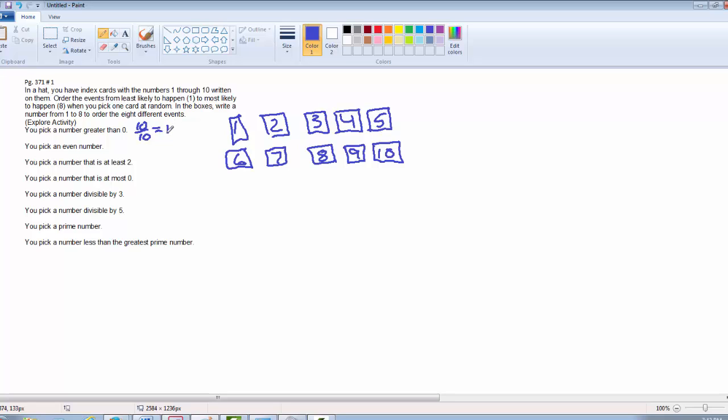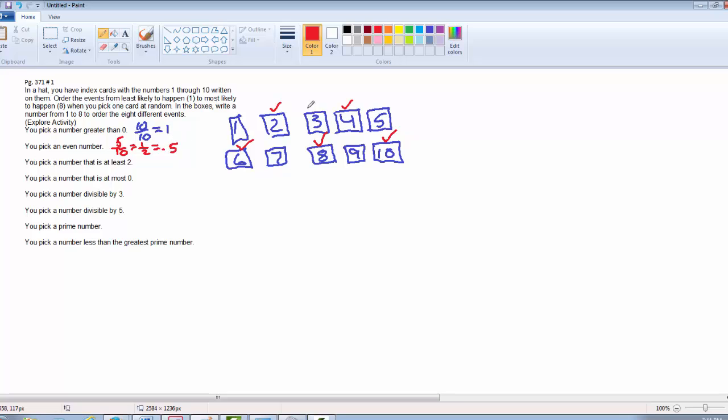The next question they ask is you pick an even number. So we're going to take a look at our even numbers. Our even numbers right here are our 2, our 4, our 6, our 8, and we also have a 10 right here. If we count how many we have, 1, 2, 3, 4, 5. So we have 5 even numbers. And remember that altogether we have a total of 10 cards. If we simplify that, that would be 1/2. And if you want to make that into a decimal, we can, and that would be 0.5.